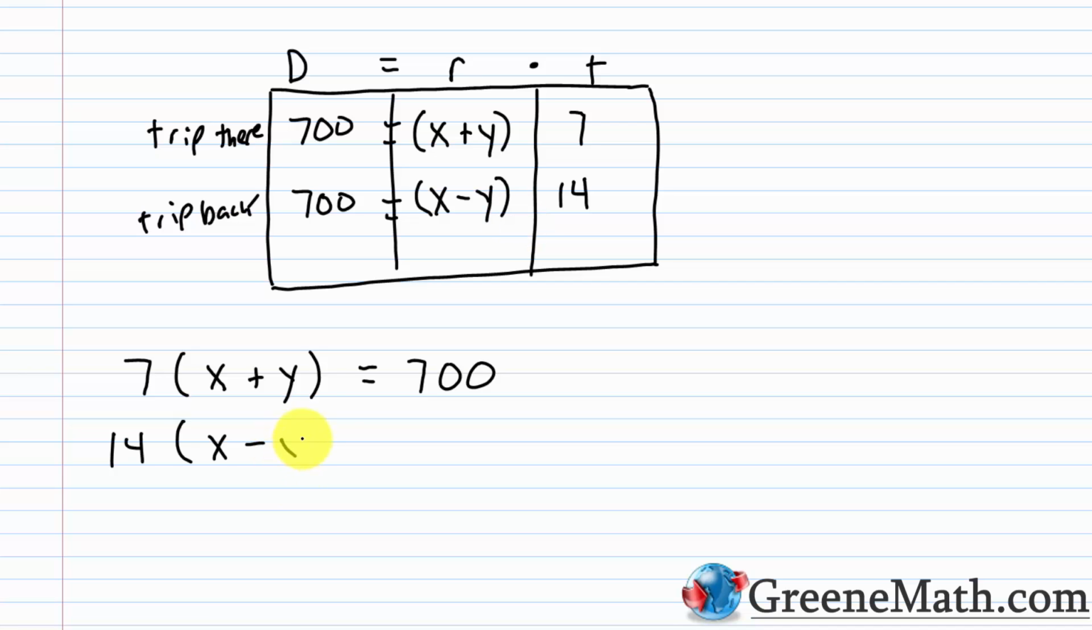So then minus y, and this equals 700. So I have a time times a rate, or a rate times a time, gives me a distance. Same thing up here: I have a time times a rate that gives me a distance. So I have two equations and two unknowns. So let's go ahead and just solve this system.